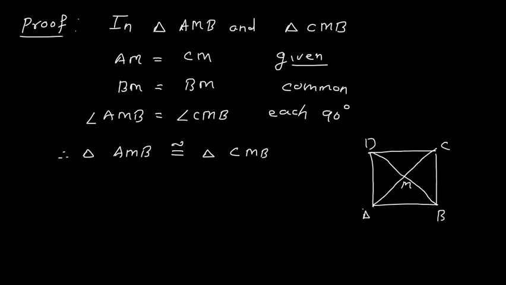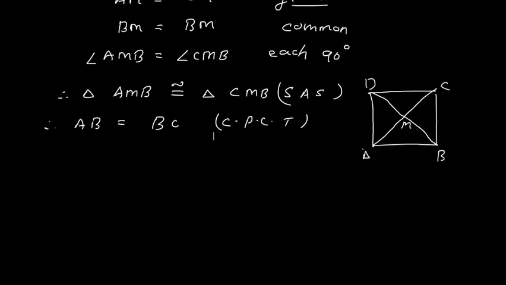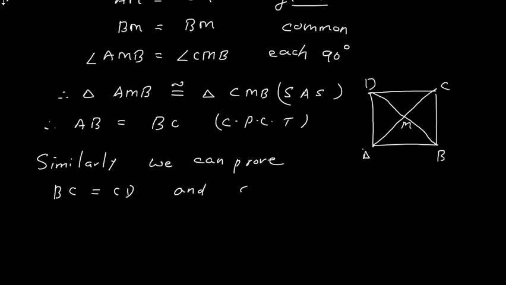The reason is these two triangles are congruent. The criterion is side angle side. So by side angle side criterion, these two triangles are congruent. Therefore, AB is equal to BC. They are corresponding parts of congruent triangles. Now, as I have taken these two triangles and proved that AB is equal to BC, similarly we can prove that BC is equal to CD and CD is equal to DA. So therefore, we have AB is equal to BC is equal to CD is equal to DA.